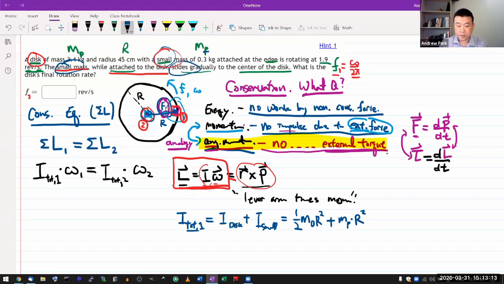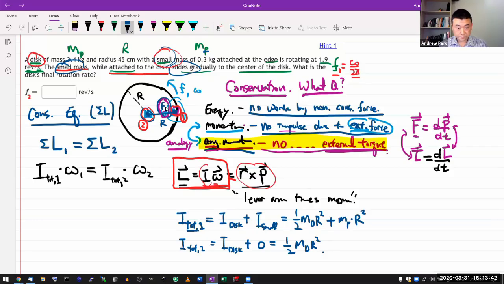So that's at snapshot 1. And snapshot 2, this will be slightly different. So I still have the rotational inertia of the disk. That hasn't changed. What changes is, when the point mass is here, it has 0 lever arm, so it has a 0 rotation inertia. So it'll just be 0. So it'll just be 1/2 m_d r squared.